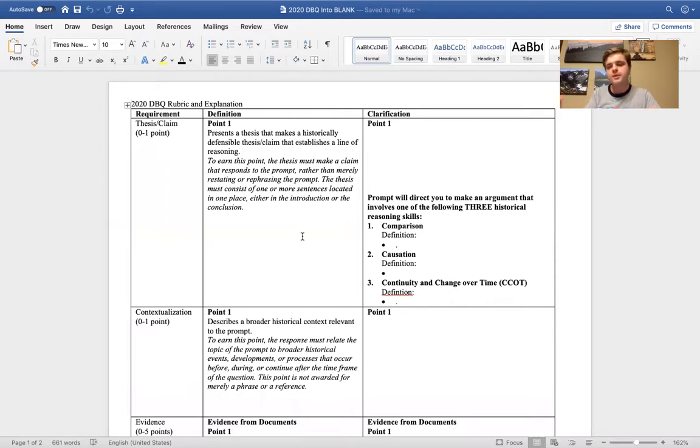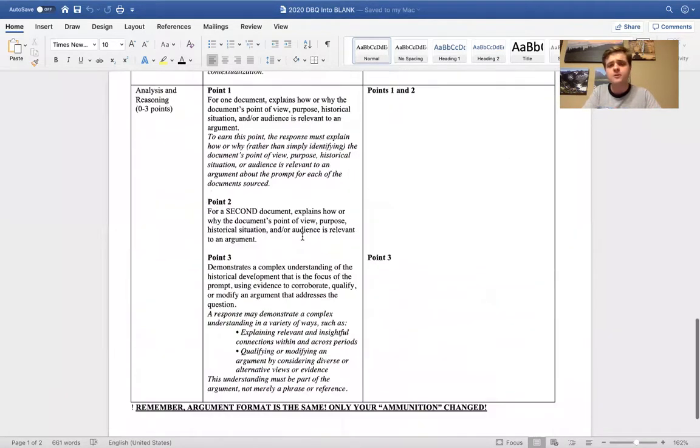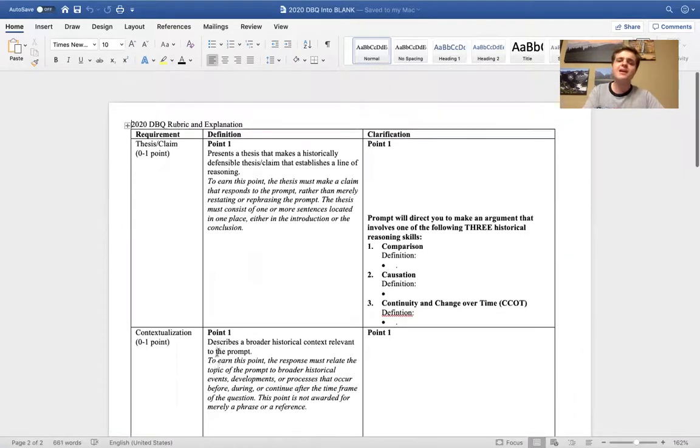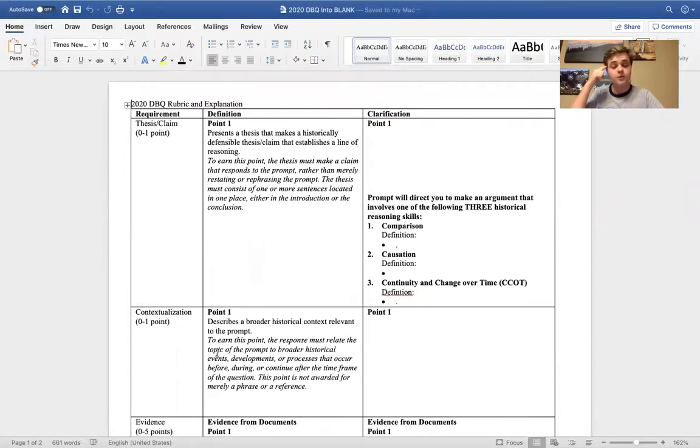You take what you've been doing, and it actually says here at the bottom, the argument format is the same. The only difference is that your ammunition has changed. Instead of coming up with evidence out of your head, you actually get to read a document and pull evidence from it. In that sense, it makes it easier, in my opinion. So we're just going to talk through that.